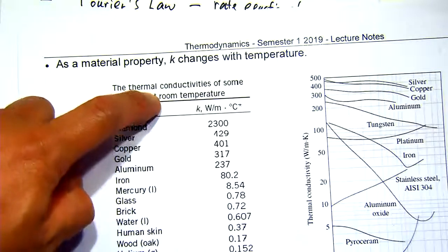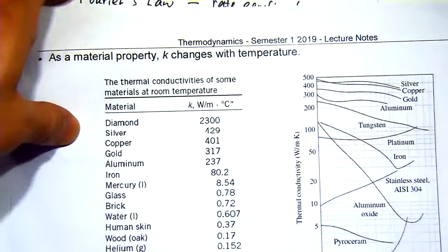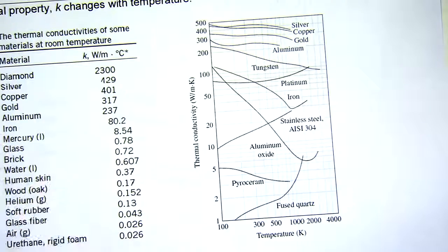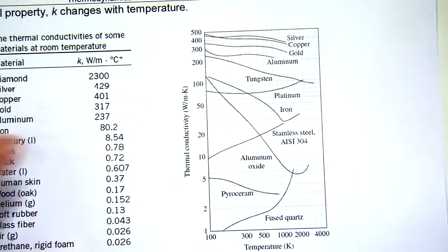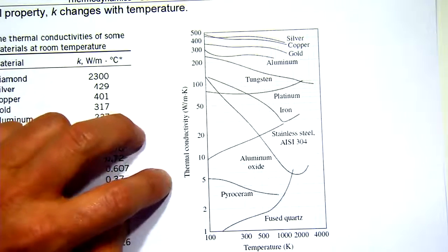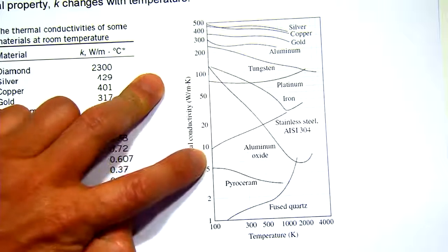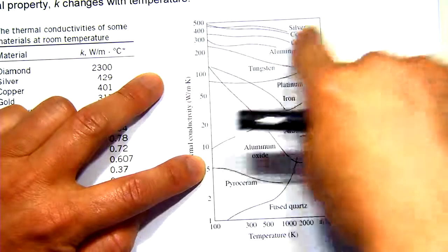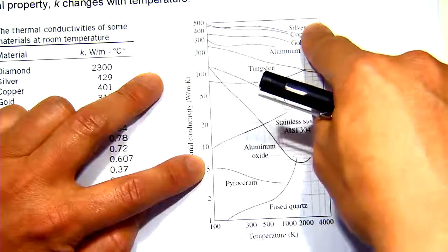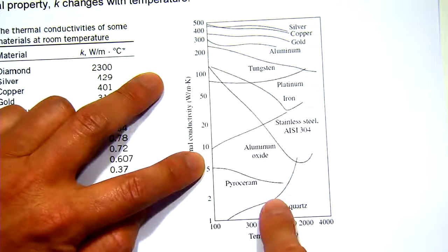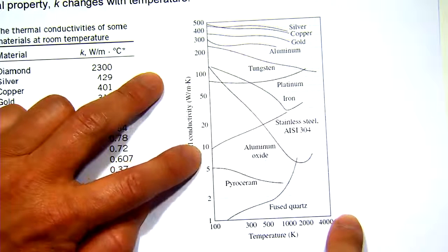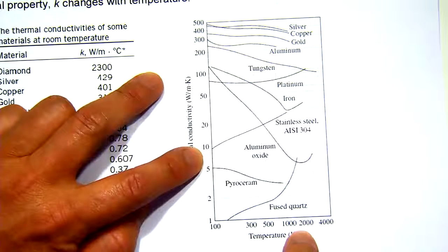The K value can be a function of temperature, which is shown in the plot here. This is from the lecture notes, so you don't need to take a photo here. This one shows the K value for different materials as a function of temperature. For most metals, you can see they are going down, but even so, their value is very high. And for certain materials, for example air, its thermal conductivity in general goes up with temperature.